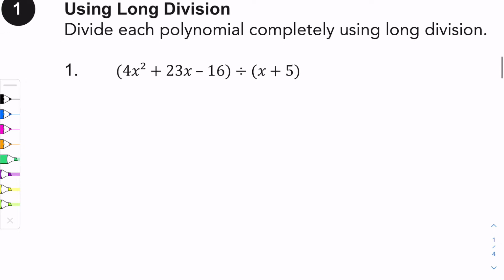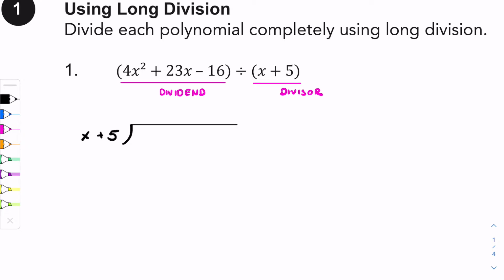So we're going to write what we call our divisor outside of the division symbol, and what we call our dividend underneath the division symbol. This becomes x plus 5, and then we have 4x squared plus 23x minus 16.